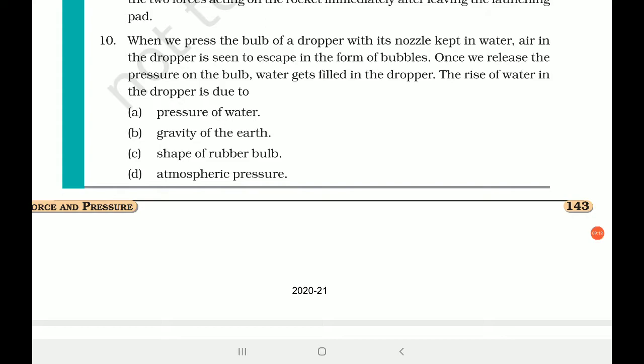The shape of a rubber ball, definitely not, 100% not, any shape it might be, it will be pumped up. So it is due to atmospheric pressure.